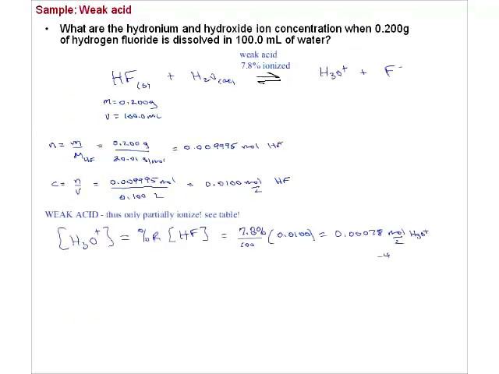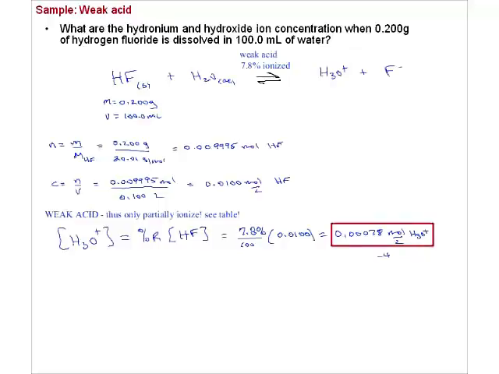And what I have to do is right here, I'm going to say the concentration of H3O+ is equal to the percent ionization or the percent reaction times the initial concentration of that acid. So in this case, it's going to be 7.8%. We want to get rid of the percent, so we divide by 100. And we get 0.00078 moles per liter of H3O+. Okay, we just found our H3O+, our hydronium. That's done.